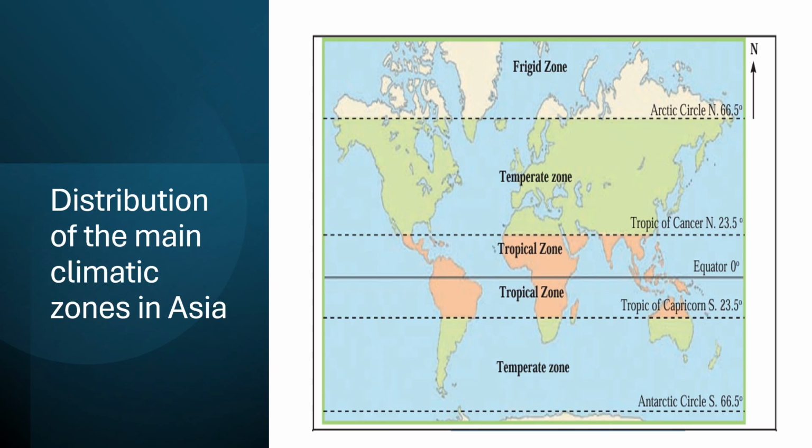Distribution of the main climatic zones in Asia. This is a picture from your textbook and you better study this. You can see on the screen that we have the temperate zone, the frigid zone and the tropical zone there. Just study where these things are because they might pop up in the term test.